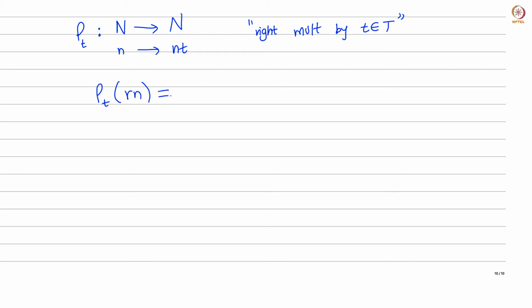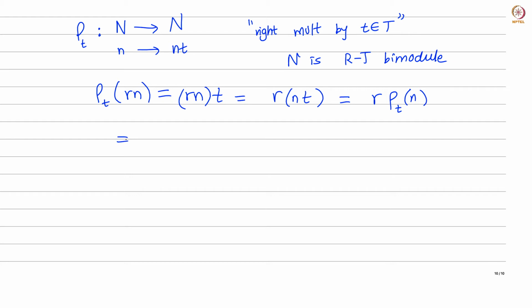So now, if I multiply on the left by r, then by definition this is just (rn) multiplied by T. This is the bimodule axiom, it's r(nT). So this is just the right multiplication by T of n. So this again means that the right multiplication map is an R linear endomorphism of N.